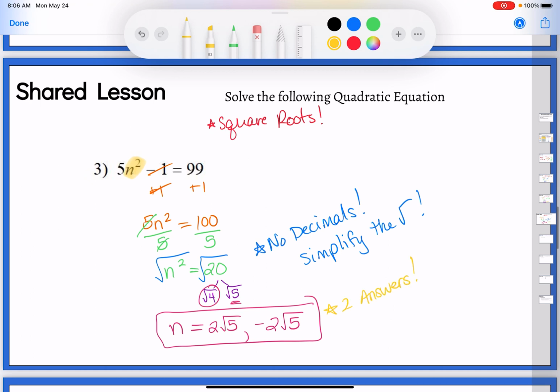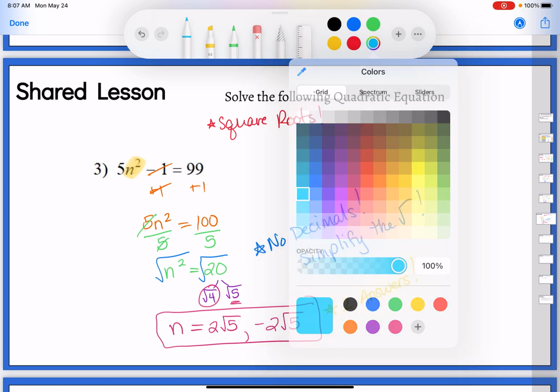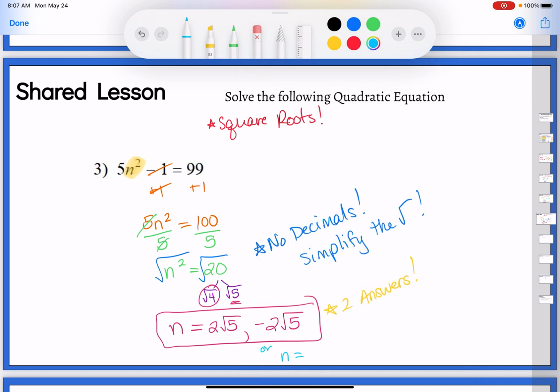So even if it's not a perfect square, you're still going to have those two answers, positive or negative. Now again, you could write that using the plus or minus. That would be n equals plus or minus 2 radical 5. That's perfectly fine way to write that as well.